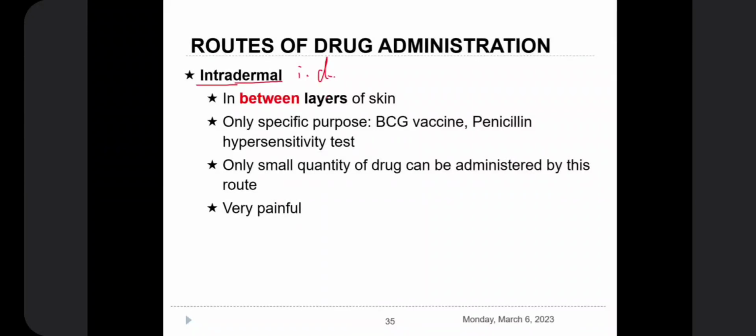The site of absorption is between the layers of skin. When we give a drug between the skin layers, we call it intradermal injection. It's specific, and I think very few drugs use this administration. It's for some specific purposes, like the penicillin hypersensitivity test. Why do we use it this way? Because it's very painful, and we just give a small dose. Why is it very painful? Because between the skin layers there are what? Nerve endings.